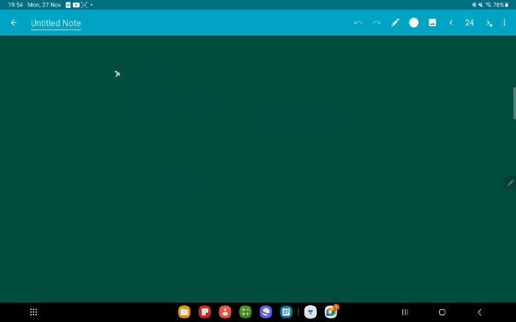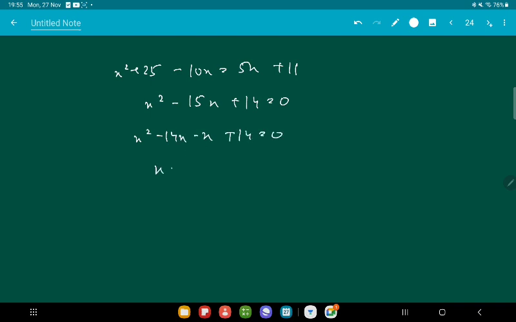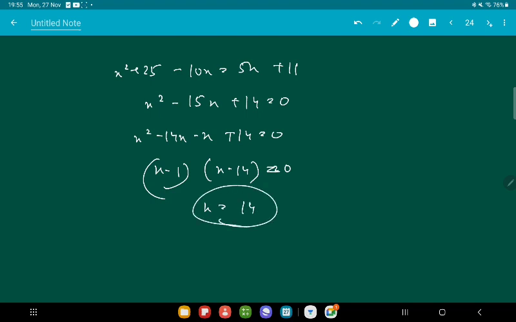Alright, x square plus 25 minus 10x equals 5x plus 11, so x square minus 15x plus 14 is equal to 0, which is x square minus 14x minus x plus 14 is equal to 0, so (x minus 1)(x minus 14). So you will take x equal to 14. This will be your answer, because x equal to 1 won't be possible: her earlier age is x minus 5, so 1 minus 5 is minus 4, which is not possible.